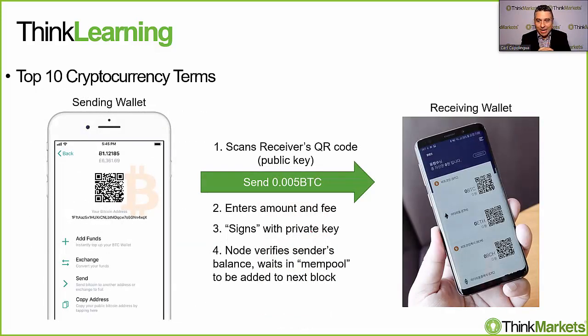Okay, let's talk about how we actually do a transaction in cryptocurrency. So we've got the sending wallet on the left and the receiving wallet on the right. And the first thing that should be apparent are these fancy things here, which we all know to be QR codes. So there's a very good chance that you've used a QR code in the last 24 hours, certainly last week, because they're all over the place now with COVID tracking.